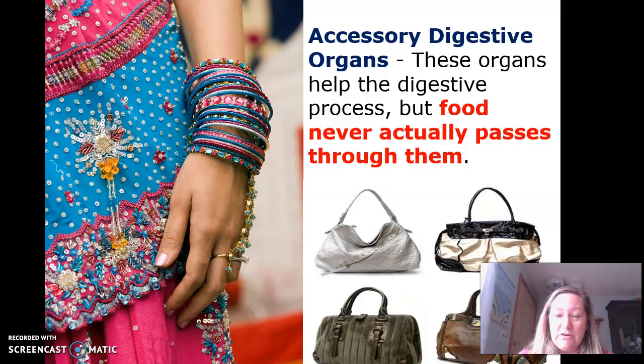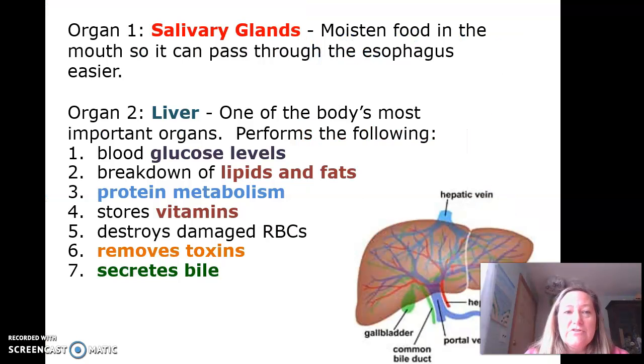The next section is called the accessory organs. Now, the accessory organs are pretty important. They're just as important as the other organs. They just don't have food going through them. Organ 1 is the salivary glands. These produce the saliva with loads of enzymes that help the food go down the esophagus easier. Organ 2 is the liver.